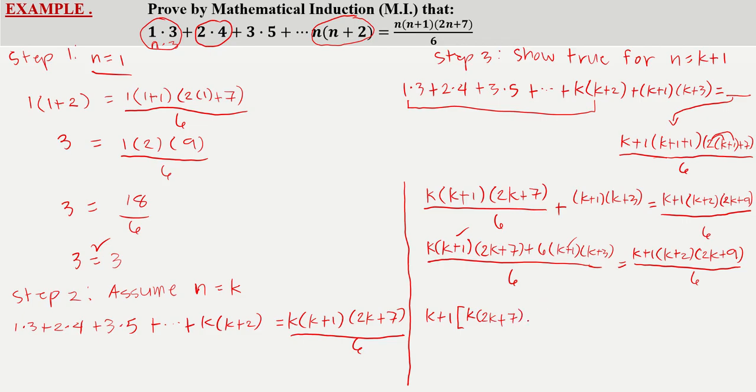And then after that, plus 6 times k plus 3, all over 6. Which is equal to, you copy everything on the right, k plus 1 times k plus 2 times 2k plus 9, all over 6 also.